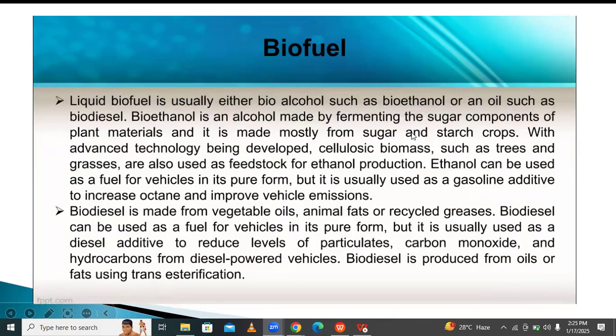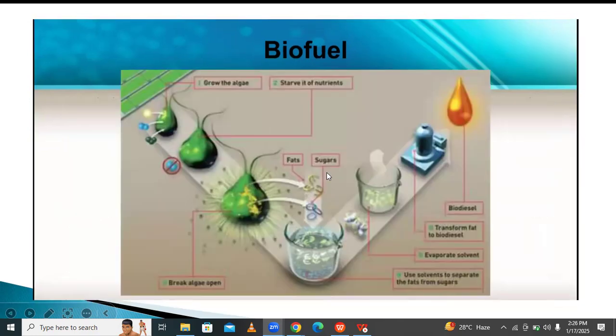Next, biofuel is also one of the renewable energy sources. Liquid biofuel is usually either bioalcohol, such as bioethanol, or oil, such as biodiesel. This is the concept that comes under biofuel. Biofuel is one type of renewable energy source. Next, how to generate biofuel. From this we can understand how to generate biofuel.